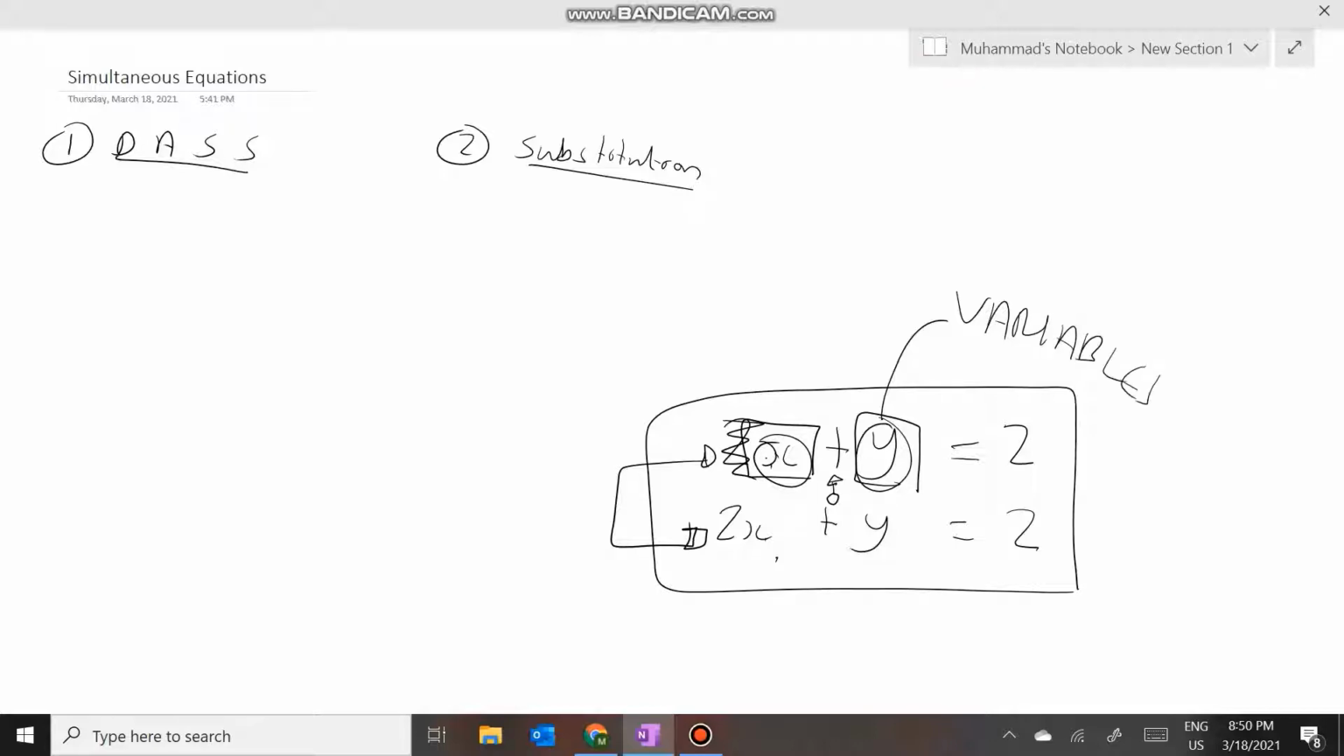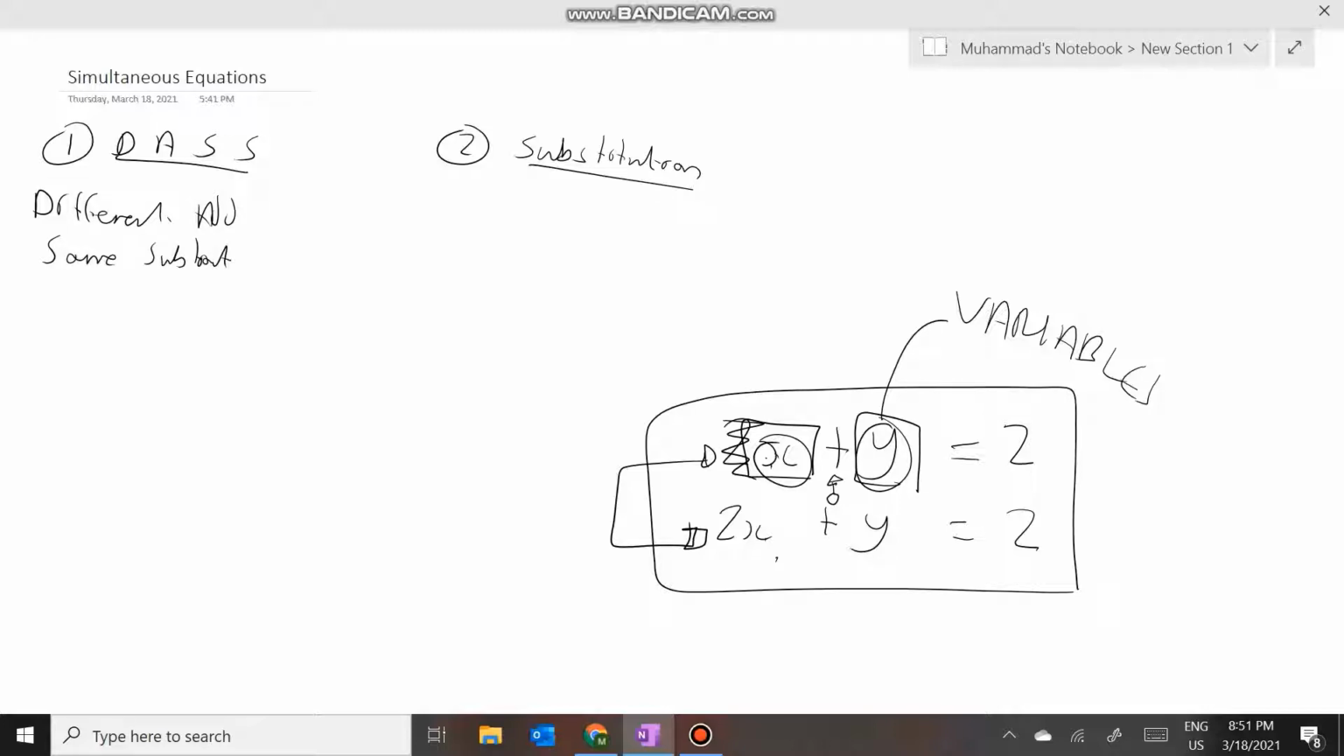And there's basically two main ways to do it. One is what I call dust. That's not what it's called officially, but that's how I remember it from high school. And the other is called substitution. Dust is basically: different, add; same, subtract.